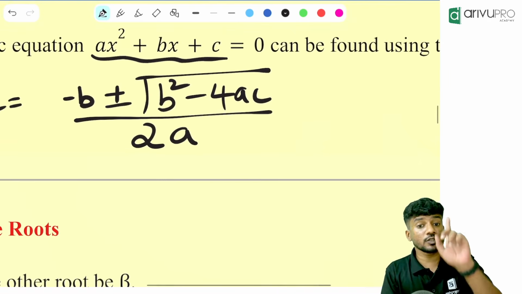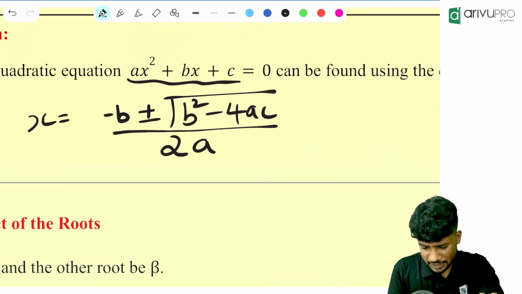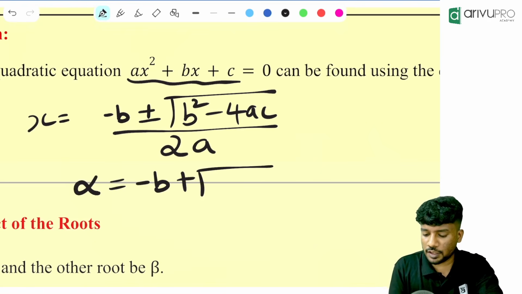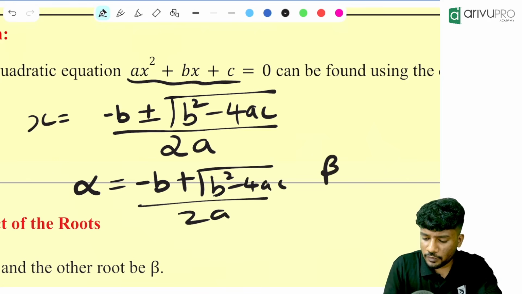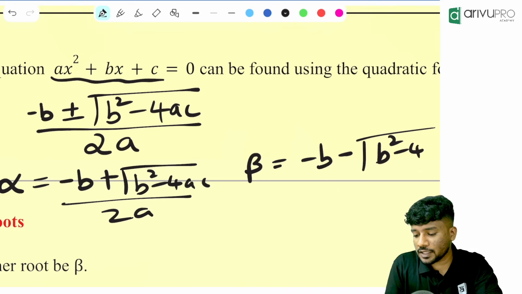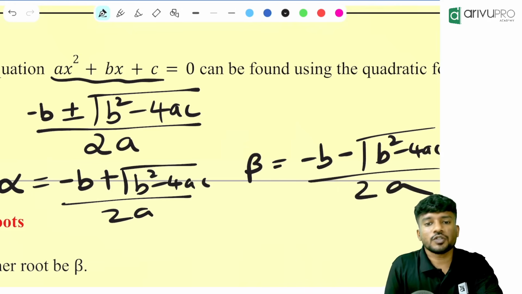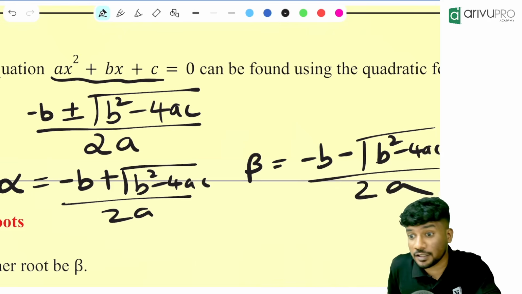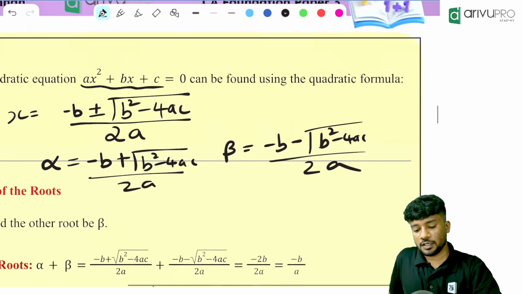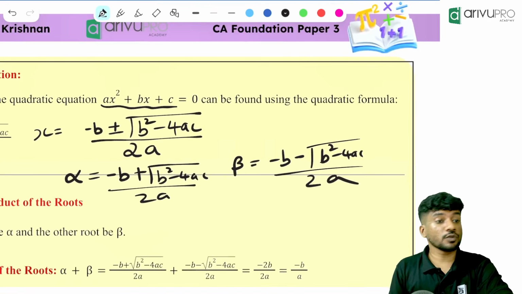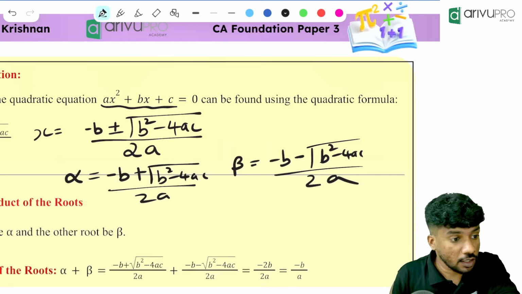Now if you ask me, there are 2 roots. For example, one root is alpha. That can be written as minus b plus root of b square minus 4ac divided by 2a. The other root beta will be minus b minus root of b square minus 4ac divided by 2a. Keep it in your mind. Okay, people, it will be helpful for you in the future. Make a note of it. 2 roots are there. We will usually assume the 2 roots are alpha and beta.